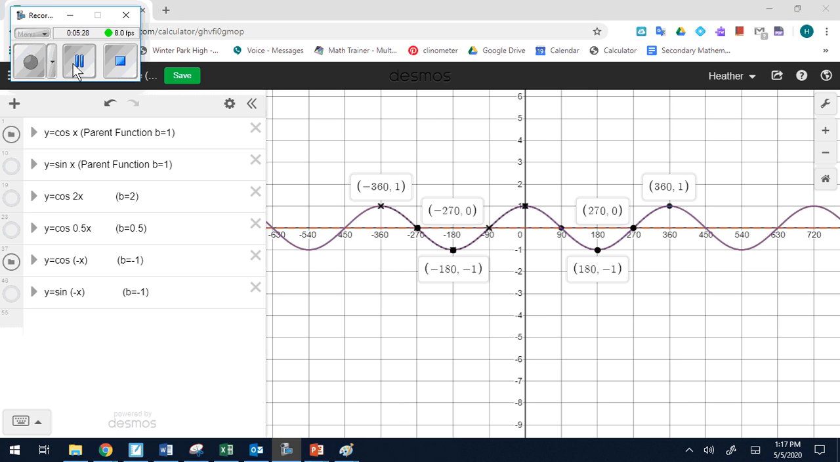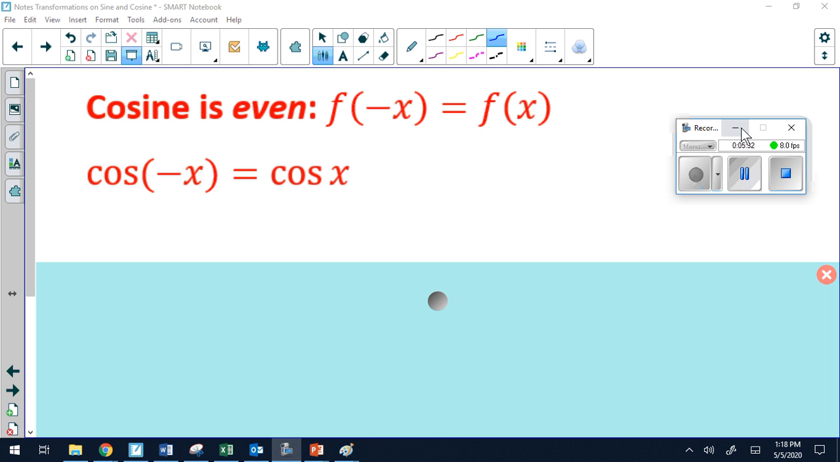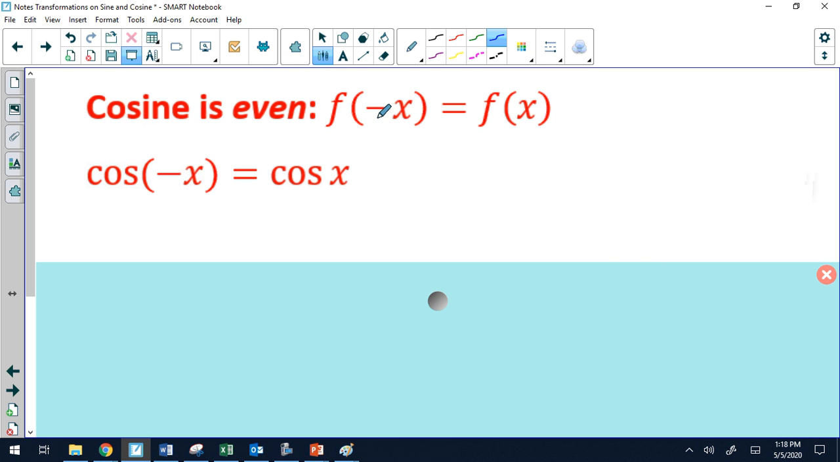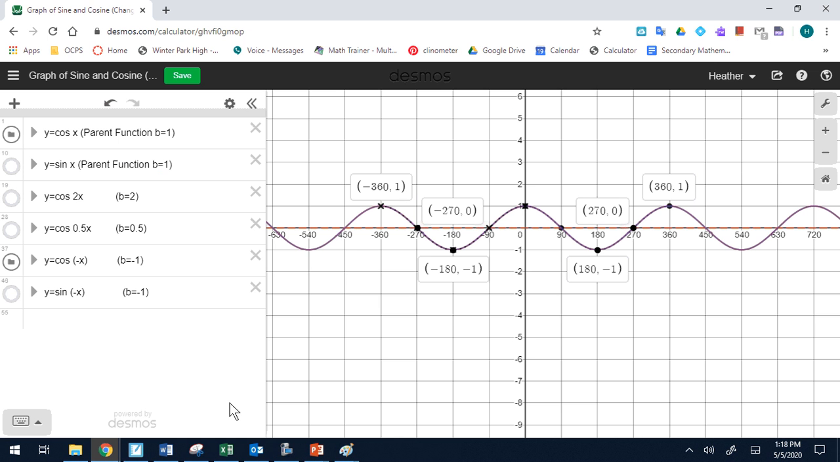This leads us to a very important little property of our cosine. And here it is, cosine is even. Remember, we talked about that before. So f of negative x is equal to f of x. In other words, cosine of negative x is cosine of x. Those two graphs are the same. Cosine of x and cosine of negative x are the same graph.